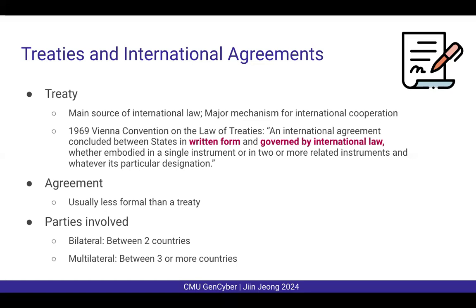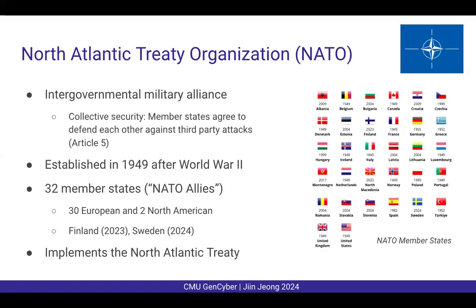An agreement is usually less formal than a treaty, and whether it is a treaty or agreement, you will commonly hear the phrases bilateral or multilateral, which denote the parties involved. A bilateral agreement or treaty would be between two countries, multilateral would be between three or more countries, and international would be more on an international level.